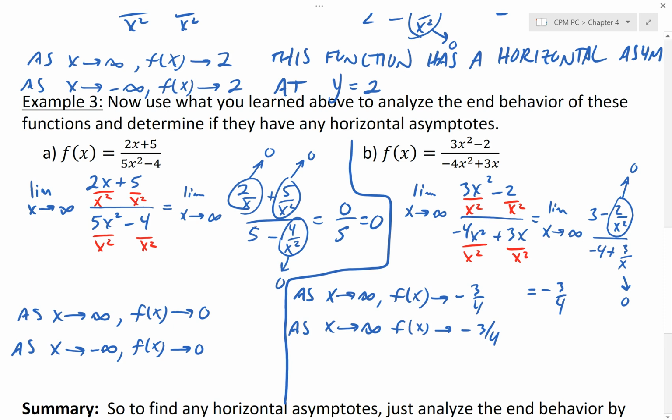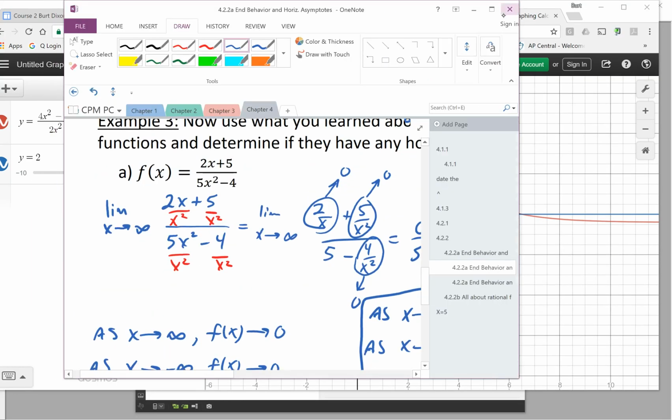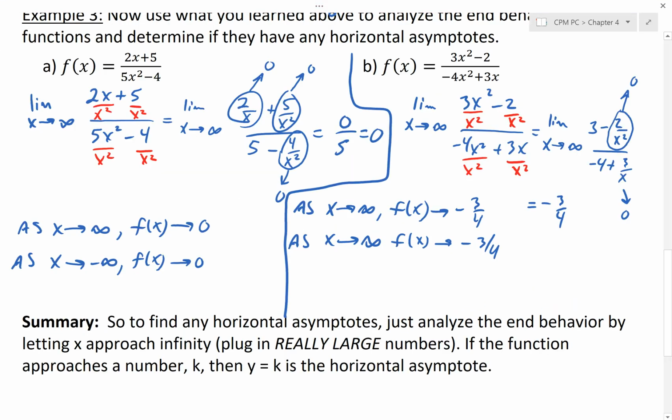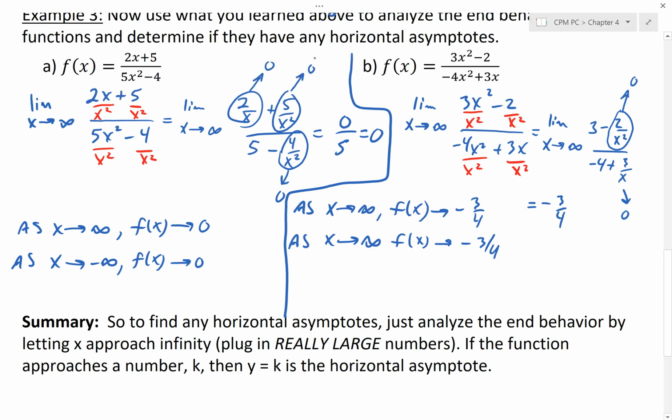And so the entire numerator is approaching 0. So I'm looking right here. This entire numerator is approaching 0. And the entire denominator is approaching 5 because it's 5 minus 0. And so 0 divided by 5 is 0.